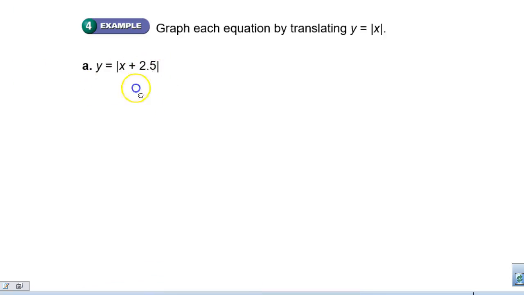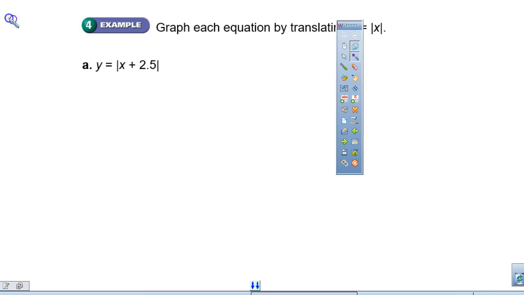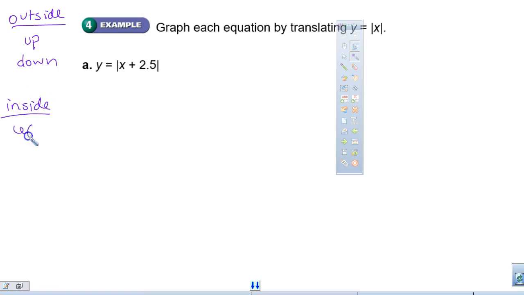If you want to, off to the side here, you could write a little cheat sheet for yourself. If it is outside, we were moving our graph either up or down. Oh, inside is left, right. Exactly. Yep. So if that is outside of the absolute value, you're either going to move it up or down. But now on example 4 here, now that it's inside our absolute value, we're either going to move left or right.